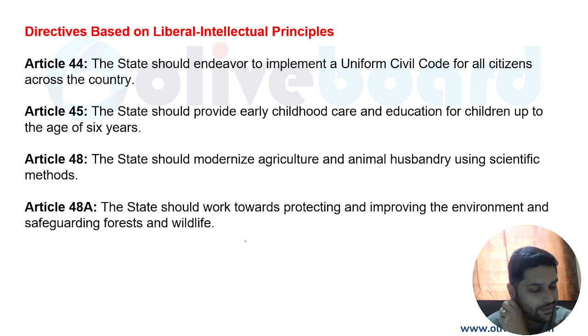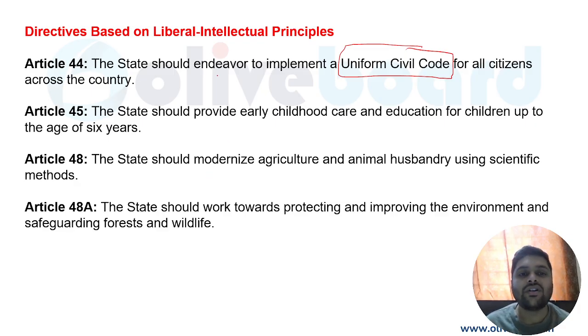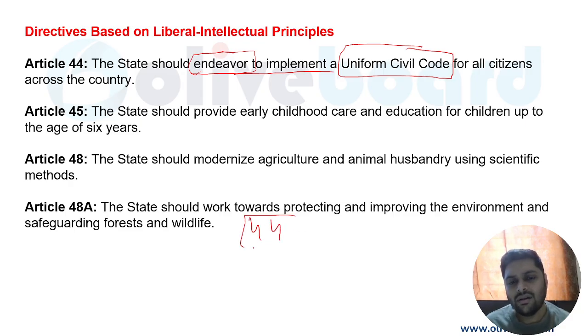Third category. Okay? The first one deals with the Uniform Civil Code, the most hot topic these days, you can say breaking news going on. The state should endeavor to implement a Uniform Civil Code. Endeavor. The DPSPs cannot force the state to implement the Uniform Civil Code, correct? Sir, how to remember this Article 44 number?